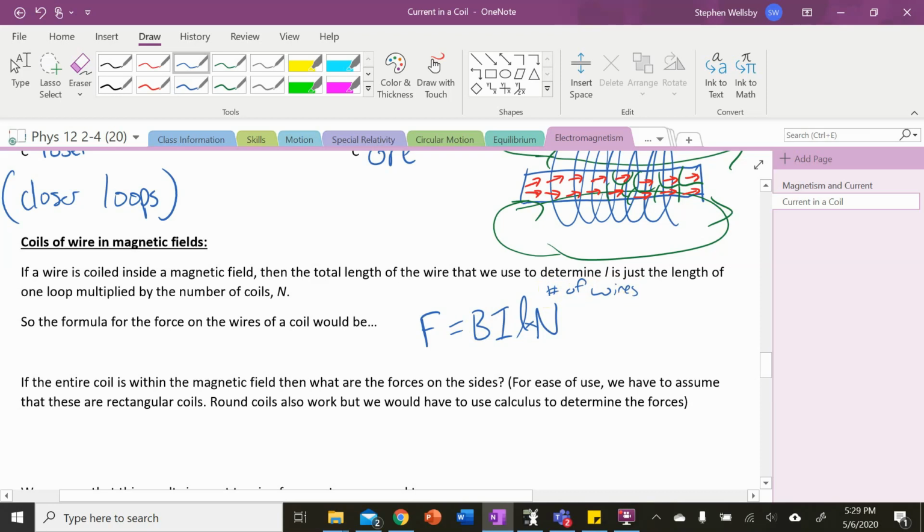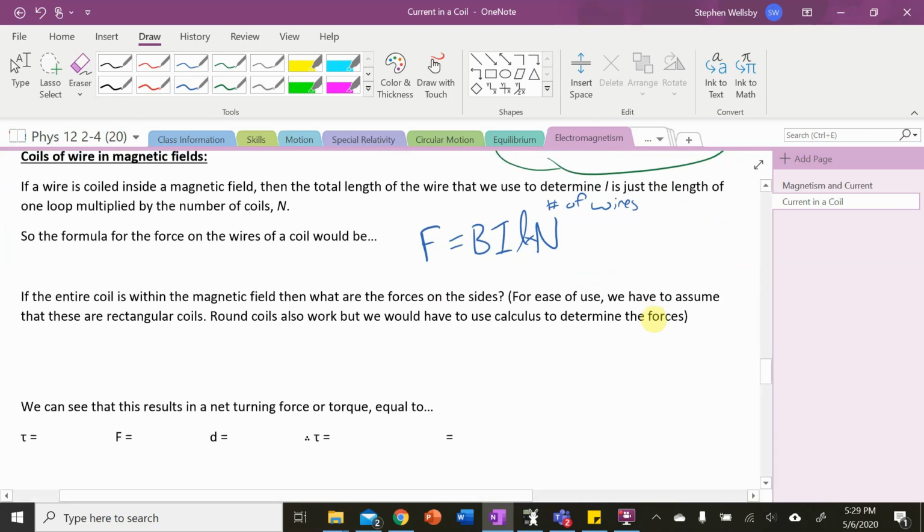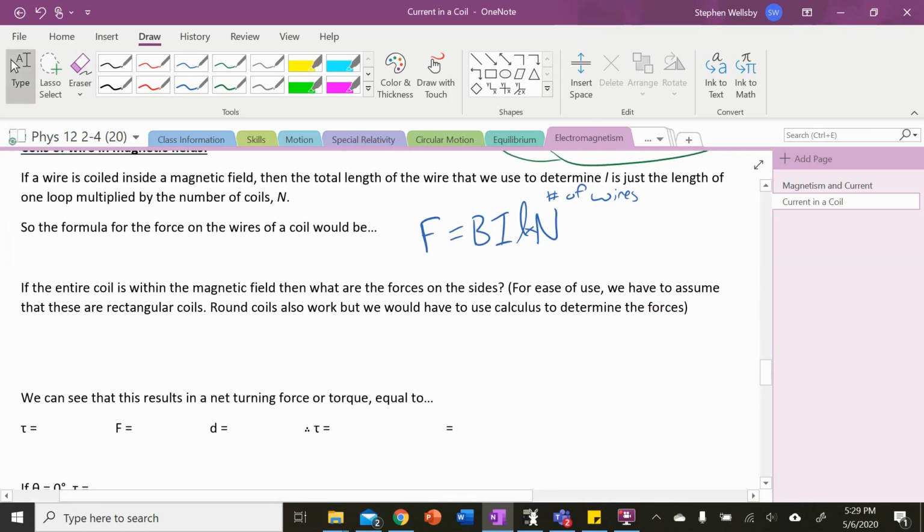So capital N is the number of wires, lowercase n is the number of wires per meter. Okay, so what if an entire coil was inside of a magnetic field? How would we determine what the force is on the sides of that? To make our life a little bit easier, we're going to assume that the coil of wire we're going to use is a rectangular coil.